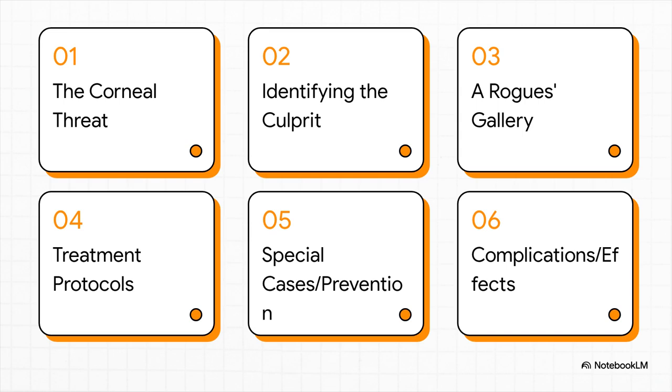We're going to follow this case from start to finish. We'll begin at the crime scene, the initial presentation. Then we'll move into the forensics of identifying our culprits. We'll profile them, talk strategy with targeted treatment protocols, look at some special cases, and finally, face the consequences of what happens when a case goes unsolved.